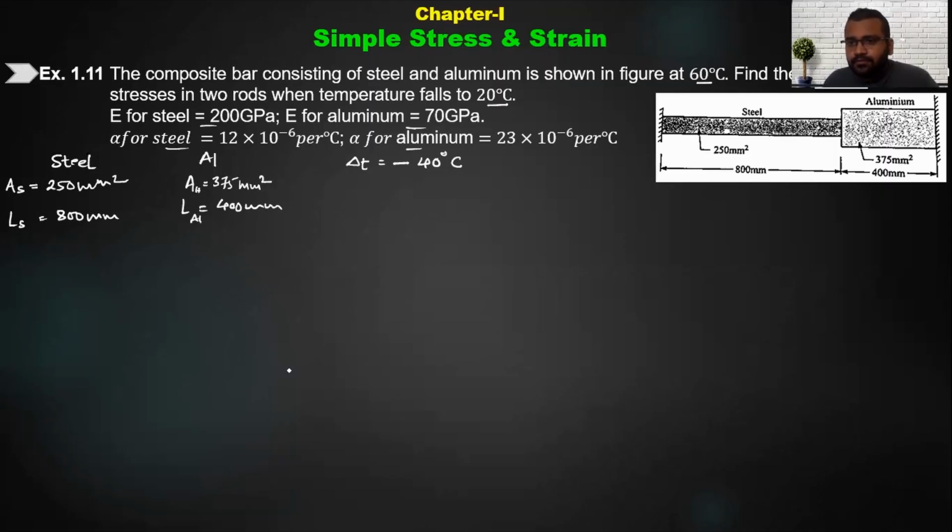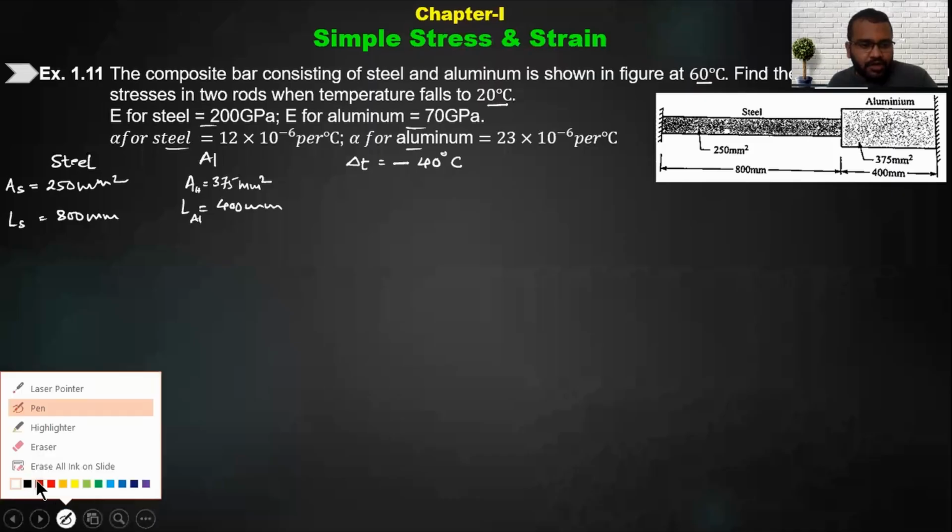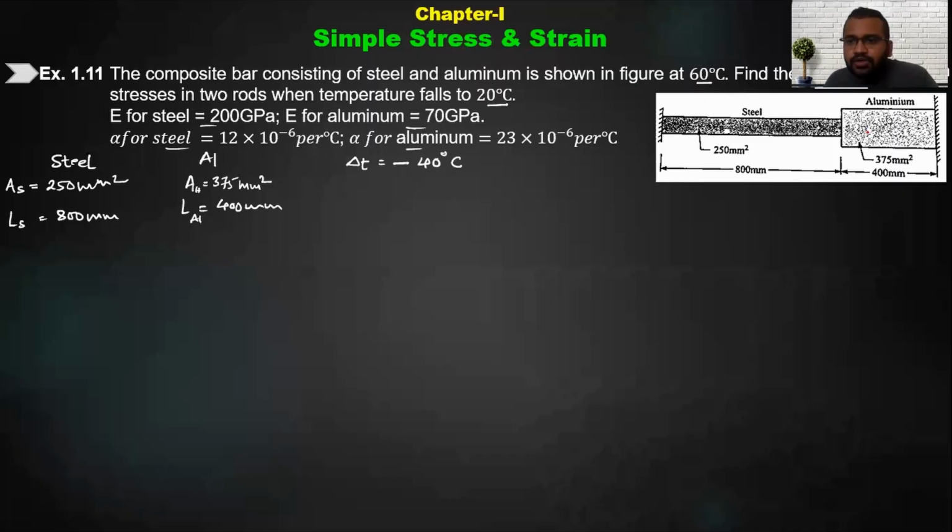Aluminium. Okay, so as you can see, the aluminium is going to compress more because your alpha for aluminium is high as compared to this one. So you can see this aluminium will compress, okay? When this aluminium will try to compress more, it will try to pull the steel. It will oppose the steel, right? Steel also tries to compress. Aluminium wants to compress, but aluminium will oppose steel and steel will oppose aluminium.